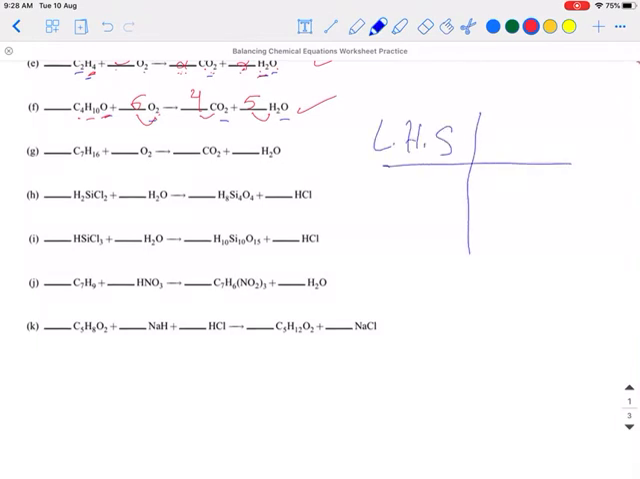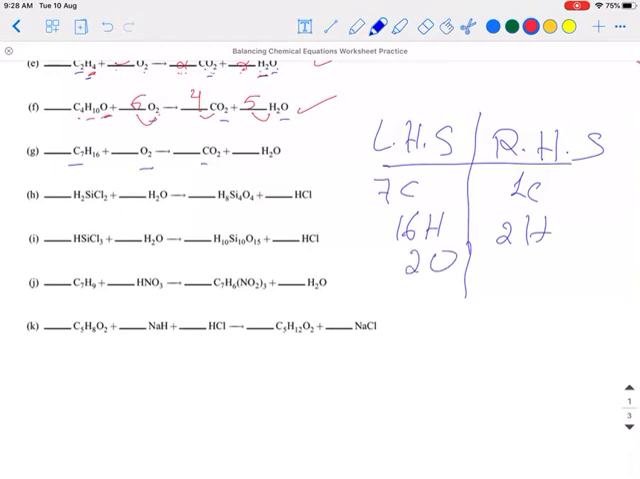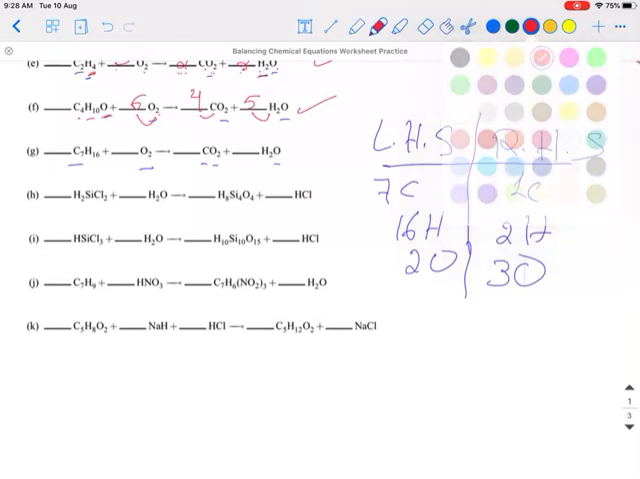C7H16. Okay, so again, let us balance using the concept of conservation of atoms. On the left-hand side, we have 7 carbon. Here we have 1 carbon. On the left-hand side, 16 hydrogen. On the right-hand side, 2 hydrogen. Here on the left-hand side, 2 oxygen. And here 2 and 1, 3 oxygen.